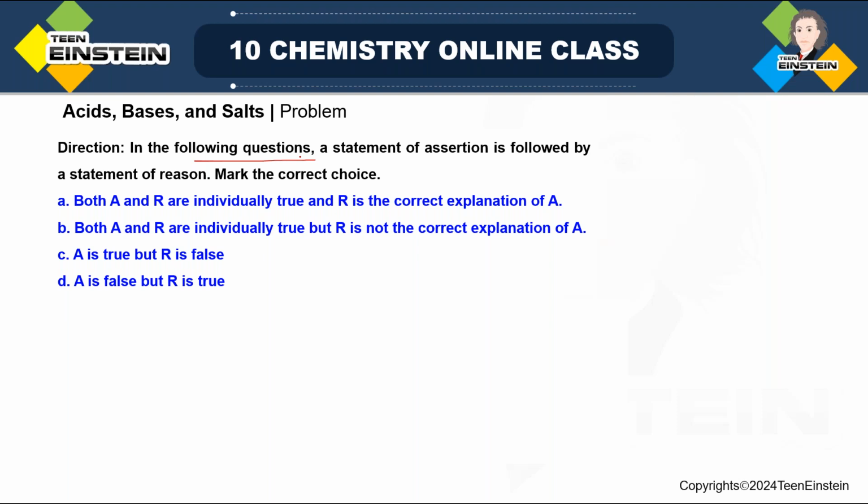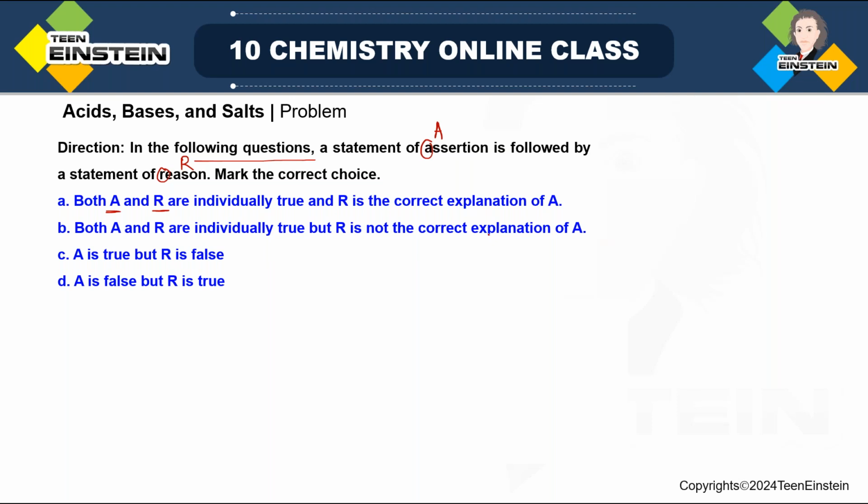So the first option A is saying that both A and R are individually true. A means assertion, R means reason. When you read the statements present in the question, you have to recognize whether they are true or false. If both the assertion statement and the reason statement are individually true, that is independently true, then we can say both A and R are individually true, and R is the correct explanation of A, because it is the reason. It is the correct explanation of the assertion.